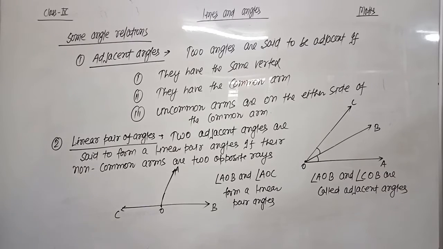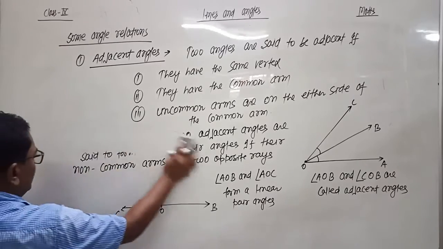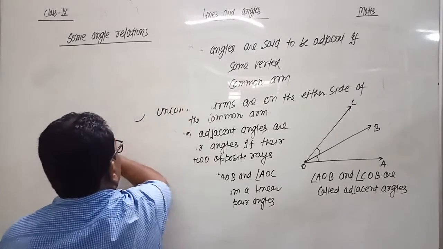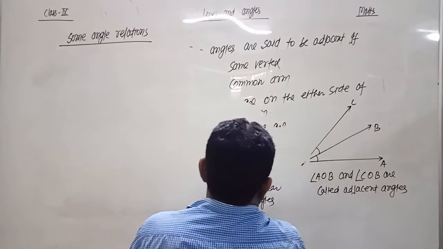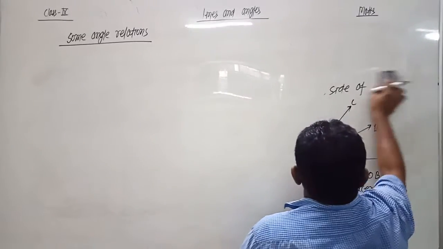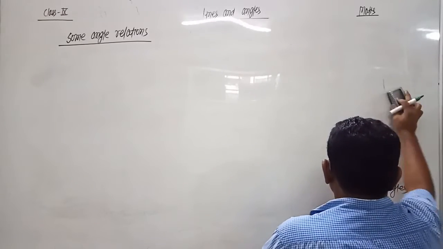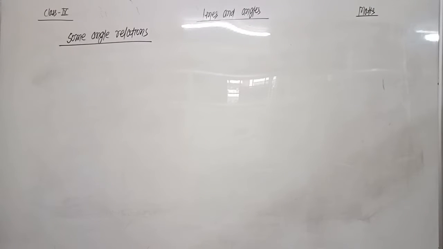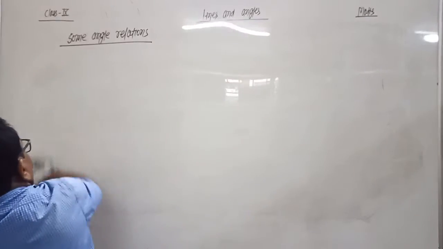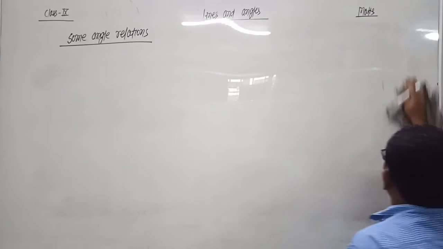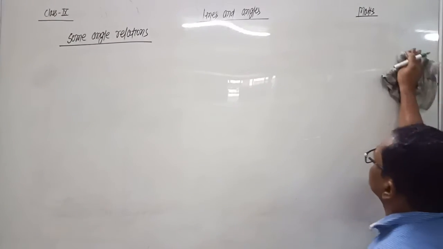Now we derive a theorem based on linear pair angles. In angle relations we have seen adjacent angles and linear pair angles, and we are going to derive a theorem based on linear pairs.